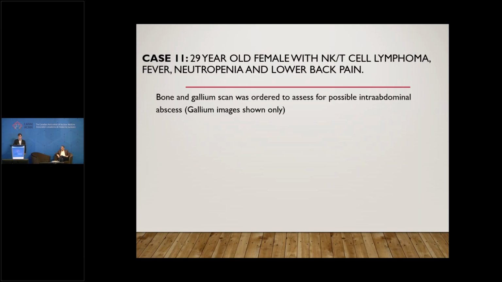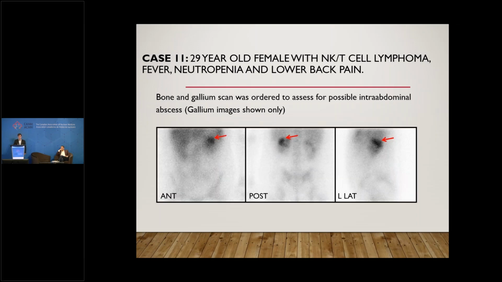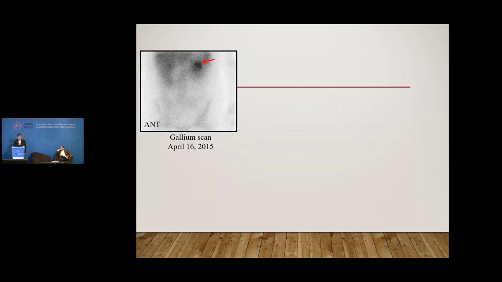So I have a 29-year-old female with non-Hodgkin lymphoma, presenting with fever, neutropenia, and low back pain. We ordered a bone and gallium scan to assess for possible intra-abdominal abscess. I'm just going to show the gallium images only. There was no SPECT CT at that center, but we see that there was increased activity in the upper pole of the left kidney. So the interpretation was infected left kidney.